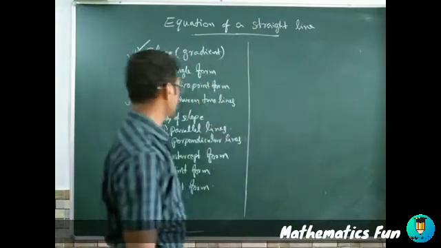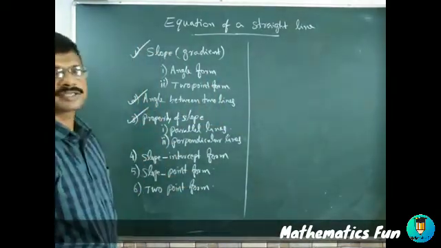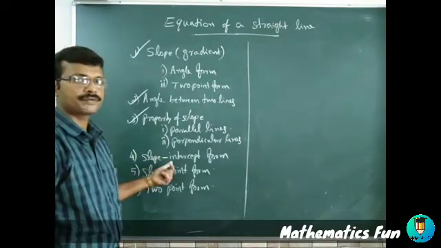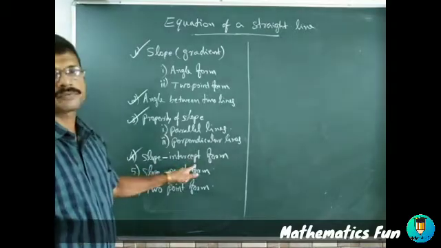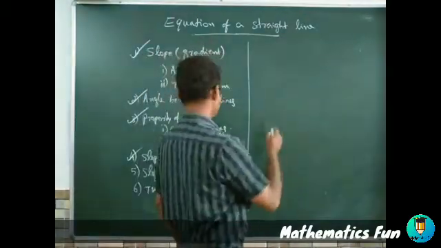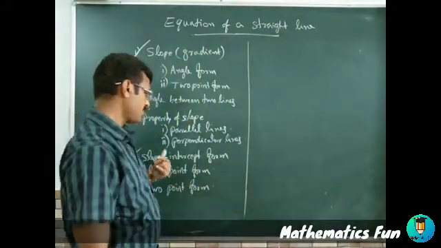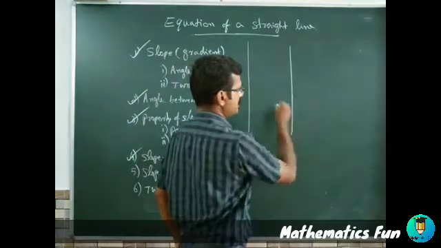This is also studied in standard 10. Now we will discuss the different forms of the equation of a line. In that, the first one is slope intercept form, which you studied in standard 10. Slope intercept form means a line's slope is given and the intercept is given. Intercept means y-intercept.